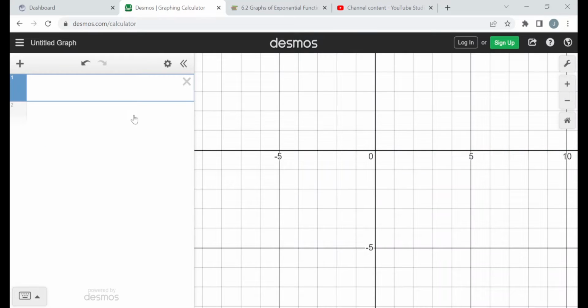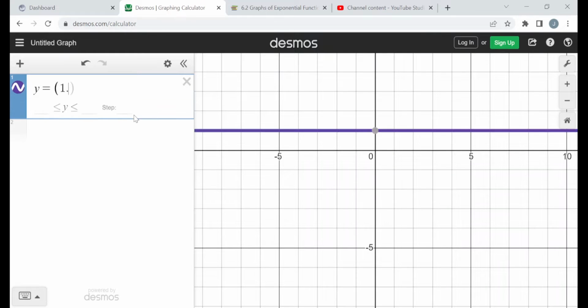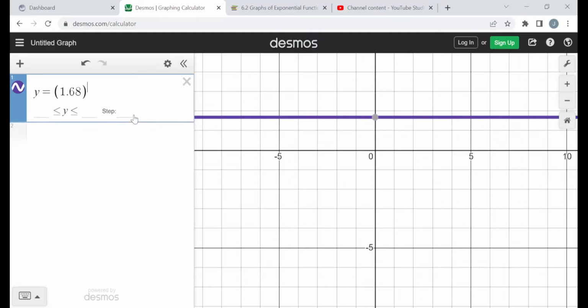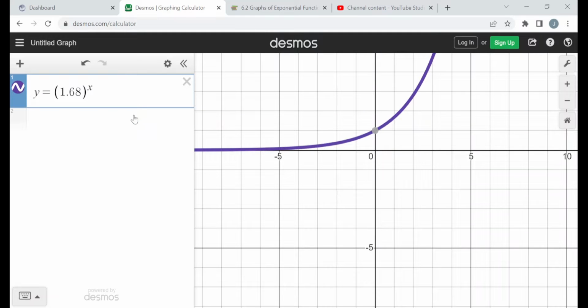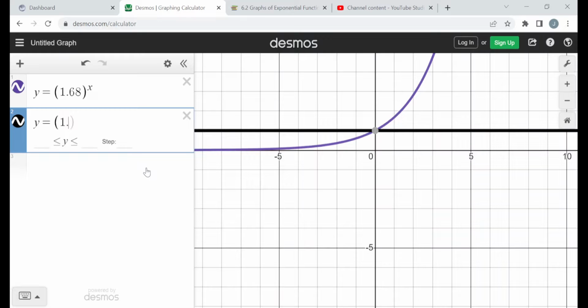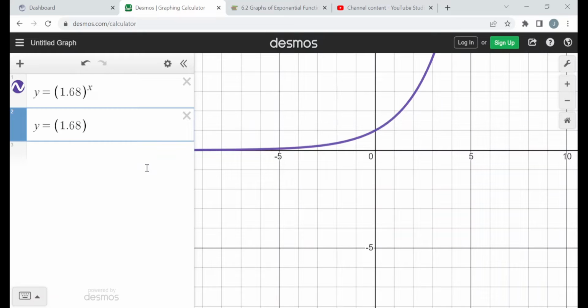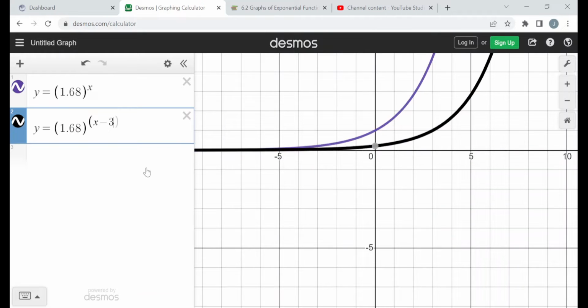All right, so I started with y equals 1.68 to the x, this increasing exponential function. Then we were asked to shift this to the right 3 units. So y equals 1.68, but not to the x power, it's to the x minus 3 power. Do you see the black graph? Every point on that graph is just 3 units to the right of the point on the original graph.